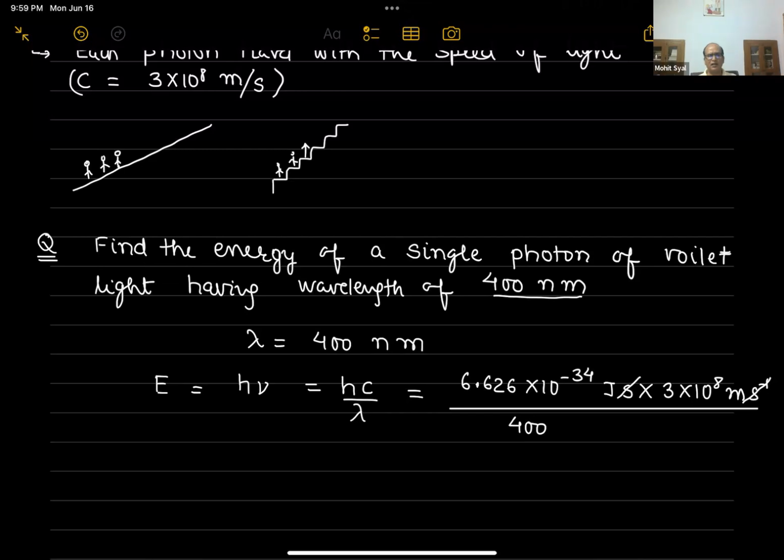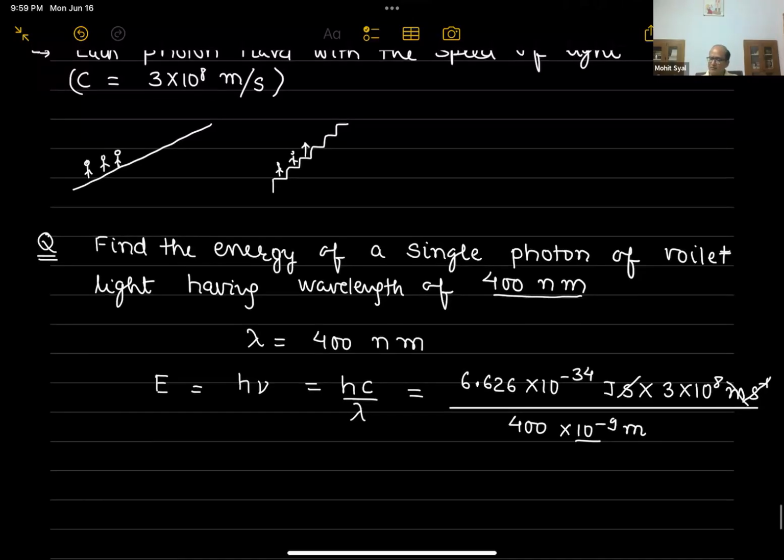Nanometer is 10 to the power minus 9 meters, right? Is it clear? Yeah. So this is going to be a very cumbersome task. Nano is 10 to the power minus 9 meters. You can subtract the meters, divide the meters.